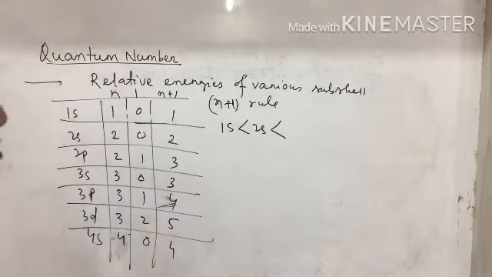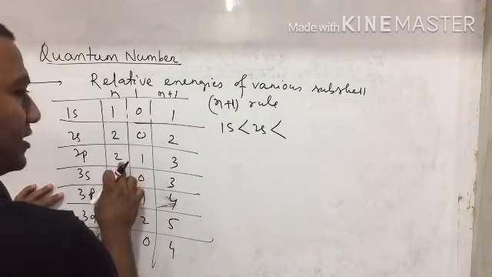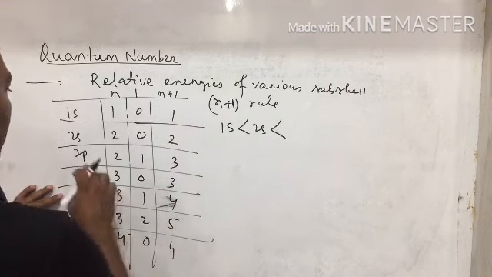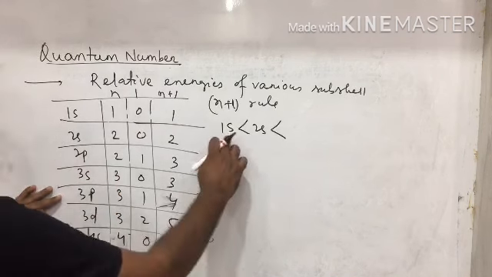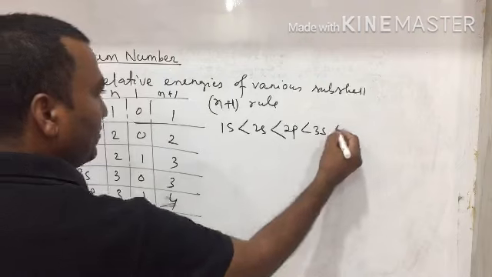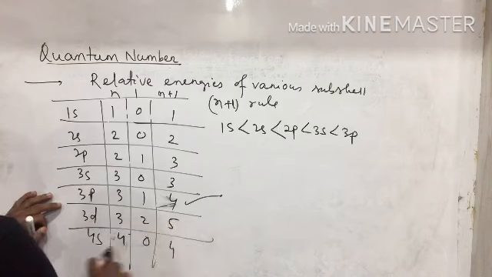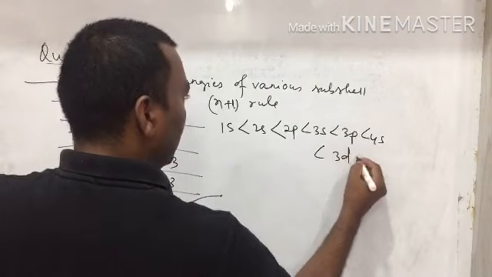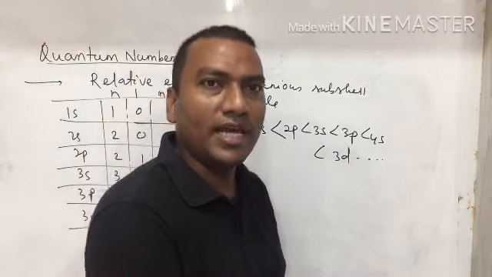If the n plus l values are equal, then you will remember: the subcell whose n value is less has less energy. Suppose 2p, its n value is less. That's why 1s is less than 2s, and after 2s, 2p is less than 3s, less than 3p. Then 3d is 5 and 4s is 4, so which one will come? 4s. So after 3p comes 4s, then 3d. Like this it will continue. Clear? So these are your relative energies.